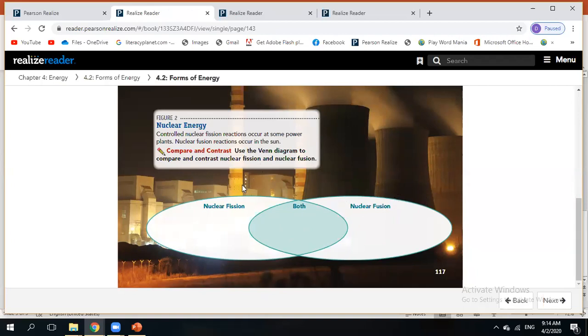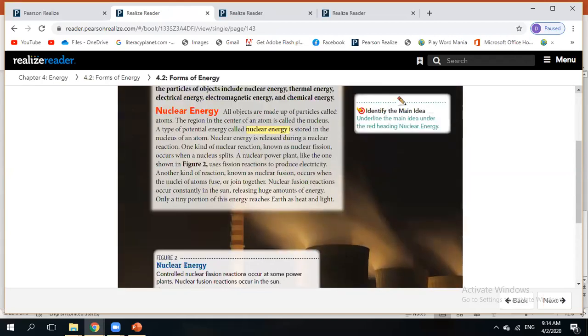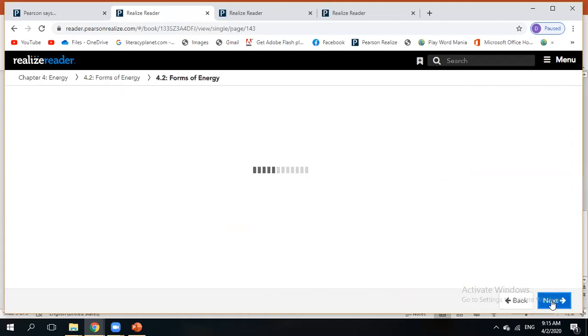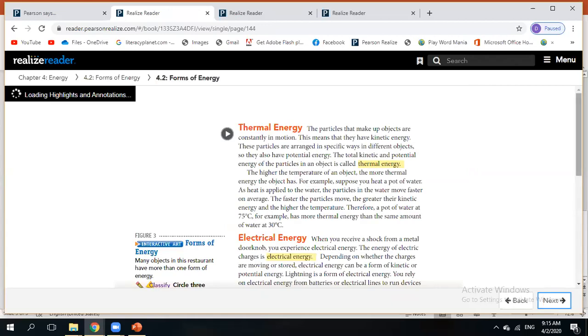An example of nuclear fission is what occurs in the power plant to produce electricity. An example of nuclear fusion is what occurs inside the sun to produce a huge amount of energy that reaches us in the form of heat and light. Okay, so this is the first form of energy that is associated with the particles of an object, nuclear energy. Any question on nuclear energy? Is it clear? Yes, Miss. Excellent.